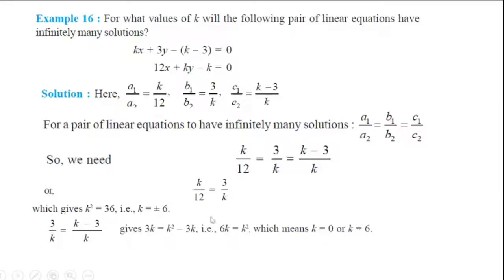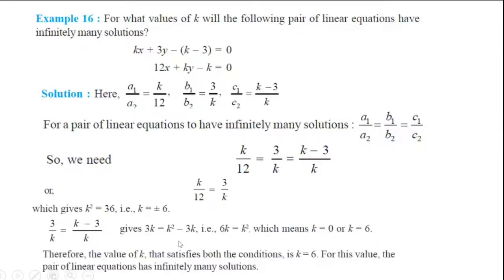Now I have k is equal to plus minus 6 from the first set of equations, k upon 12 is equal to 3 upon k. From 3 upon k is equal to k minus 3 upon k, I get k is equal to 0 or k is equal to 6. So the common solution from both of them is k is equal to 6, and hence I get the pair of linear equations has infinitely many solutions for k is equal to 6. I hope you have followed this.